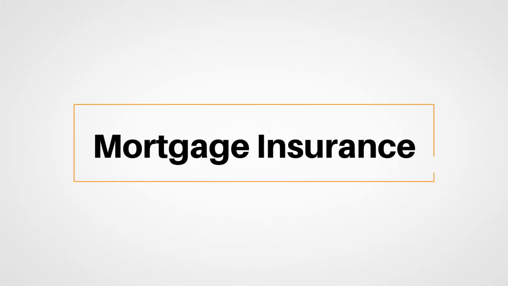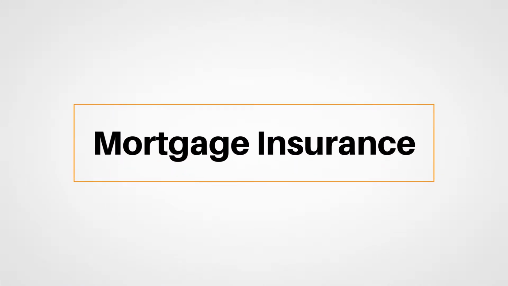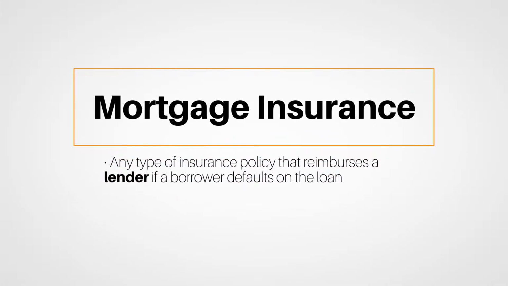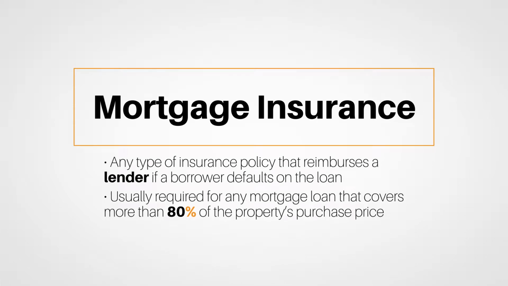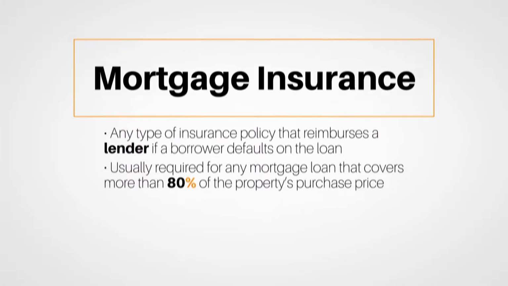Let's examine mortgage insurance and how it's calculated. Basically, mortgage insurance is any type of insurance policy that reimburses a lender if a borrower defaults on the loan. Mortgage insurance is usually required for any mortgage loan that covers more than 80% of the purchase price of the property. This is because lenders see buyers with less invested in a property as more likely to default on the loan and go into foreclosure.